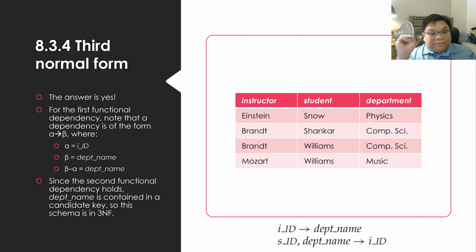So, the first functional dependency, where a functional dependency is of the form alpha determines beta. Alpha is instructor ID, beta is department name, and beta minus alpha is department name. So, since the second functional dependency holds, department name is contained in a candidate key, so this schema is in third normal form.